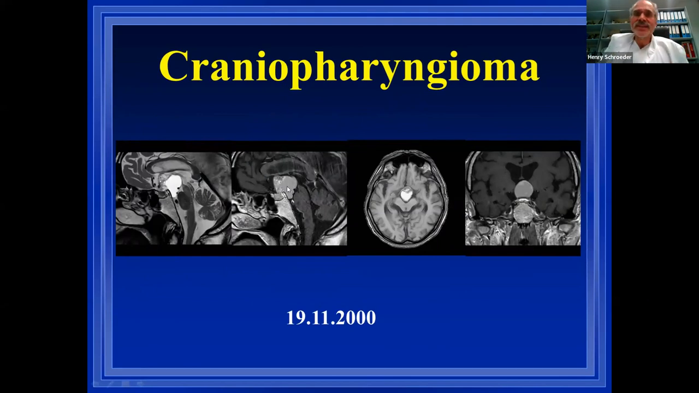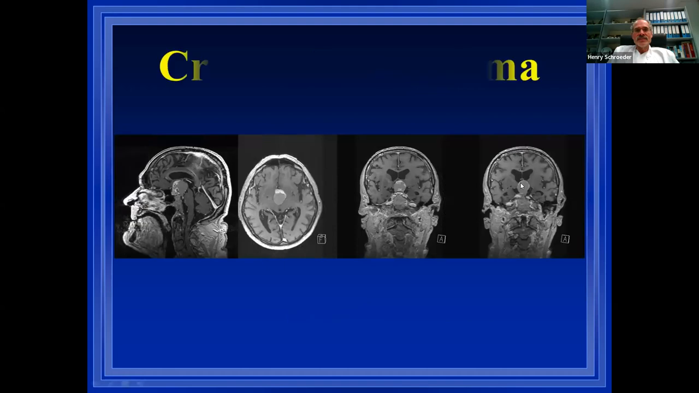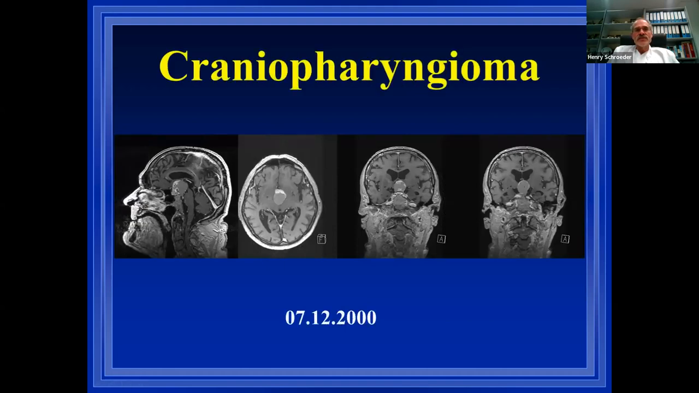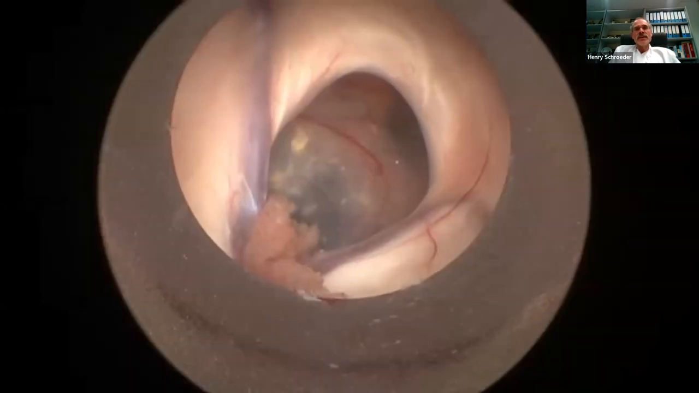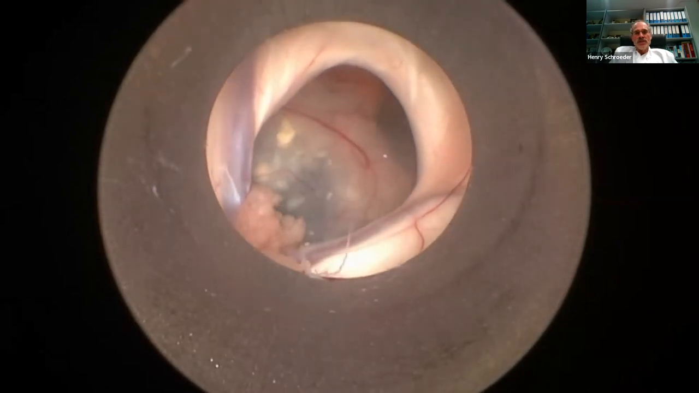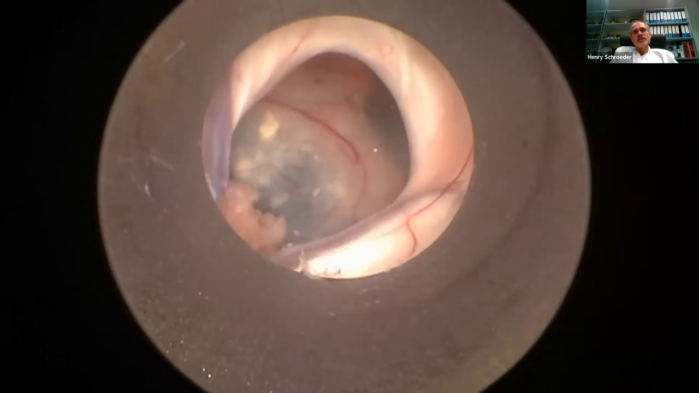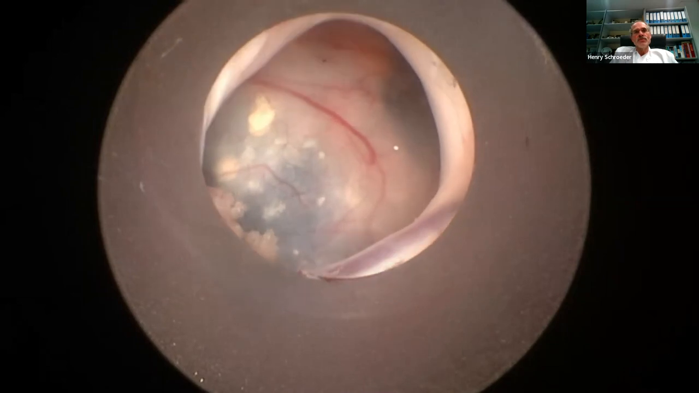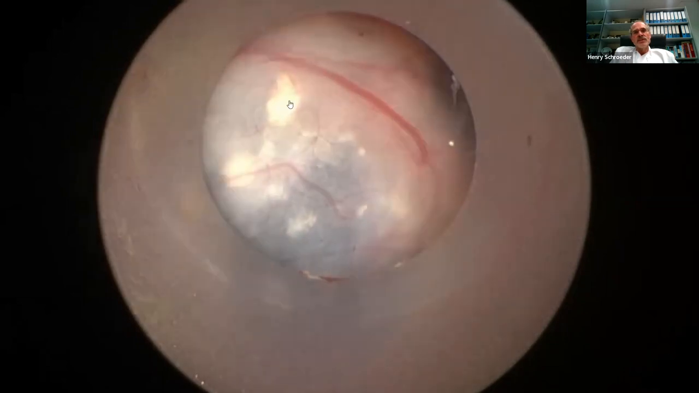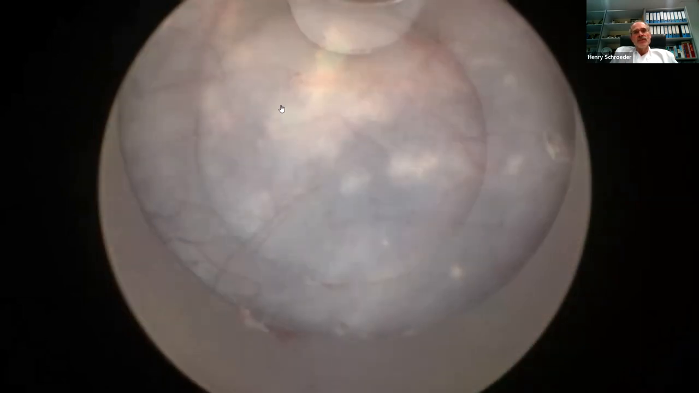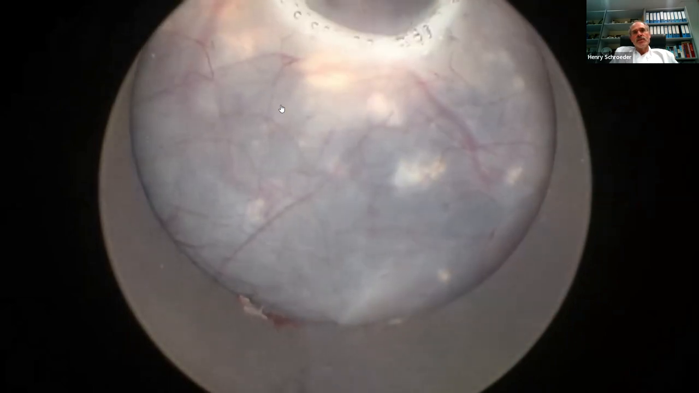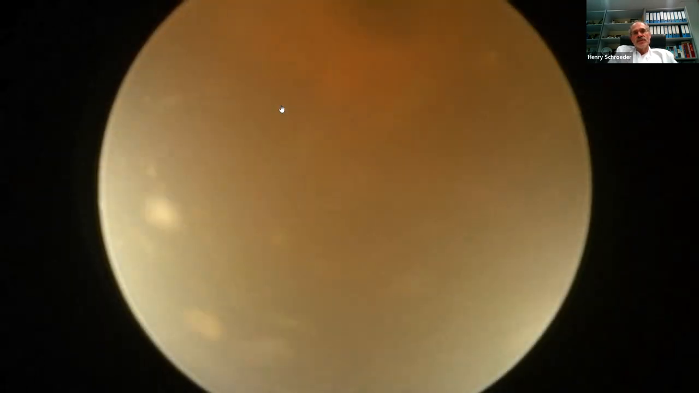So what should we do? I think now we should not wait until he has a problem, because he already had a little bit of ventricular dilation. So we make another navigation scan, and then we make an endoscopic approach from above. It's just a cyst which makes problems. We go in, you see the typical craniopharyngioma, some calcification. Bipolar coagulation, you see the typical content comes out.